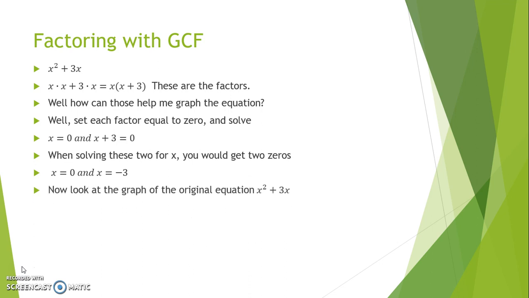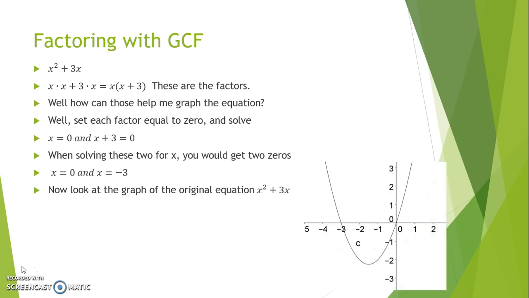Now let's take a look at the graph of the original equation, x squared plus 3x. So this is what it looks like. What do you notice? You should notice that the roots, or the zeros, are also the x-intercepts, which is 0 and negative 3, and that's where the graph crosses the x-axis.